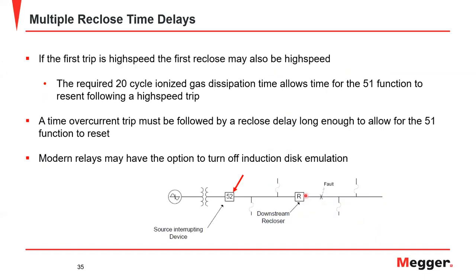Okay. So what does all this mean? If you have a high-speed trip, then your first reclose can also be high speed, keeping in mind your 20 cycles here. If you have a time delayed trip, any reclose needs to take into account the reset characteristic of that element. Modern relays, if you have disk emulation turned off, are much more flexible. If you have mechanical relays, you have to really take this into account. It causes you to extend your reclose time significantly.